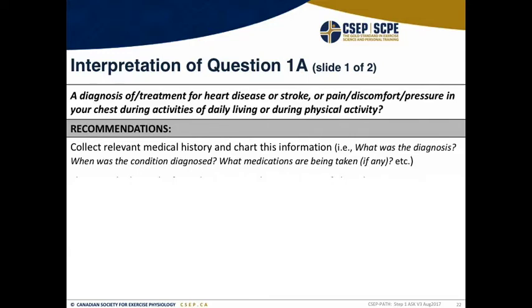So taking all this and putting it together, ultimately you need to use your professional judgment as to whether the client falls within the scope of practice. If you're working as a CSEP CPT, you want to make sure that the client does not have any of these characteristics listed on the slide. If you're a CSEP CEP, you need to have the knowledge, skills, and abilities to be able to work with clients who have higher risk medical conditions.